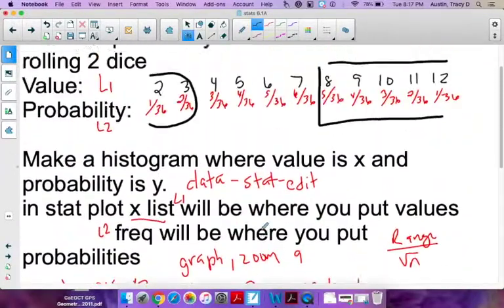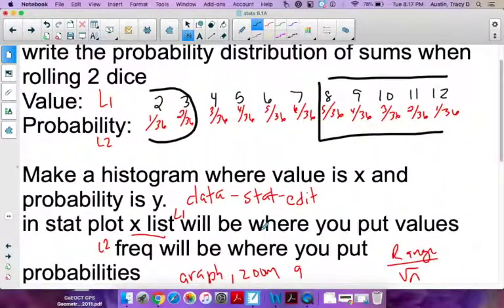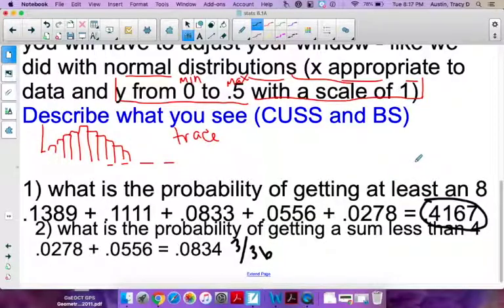And what did I say for the other one? 9, 12, 15 out of 36 for this one. And again, it's just adding up probabilities from the table. Not too bad of a deal. So nothing new so far other than doing a histogram with more than one set of numbers.